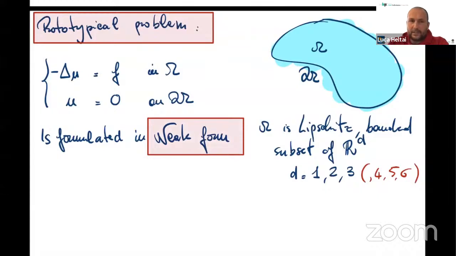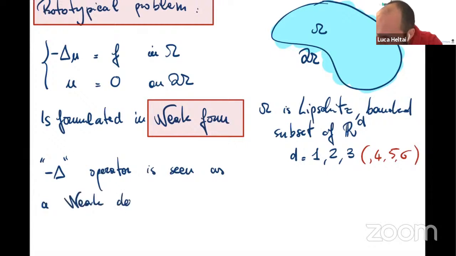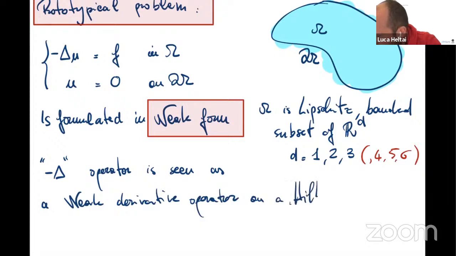Interpreting it in several different ways means that you rewrite the minus the Laplacian operator as seen as a weak derivative operator on a Hilbert space.